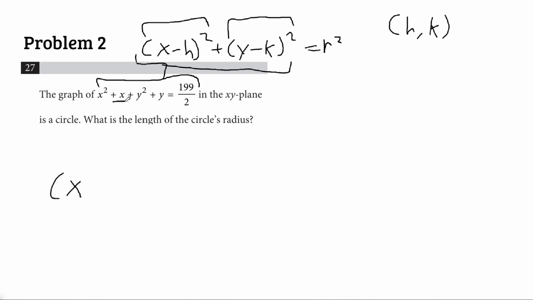Now, in this case, the constant in front of that x is just going to be 1, right? Because 1x is equal to x. So it's going to be half of 1, which is 1/2. So we'll have x plus 1/2 squared.